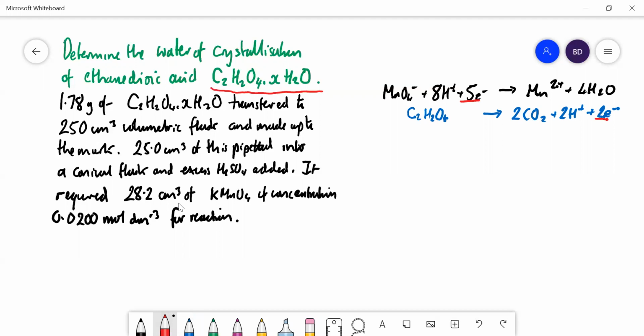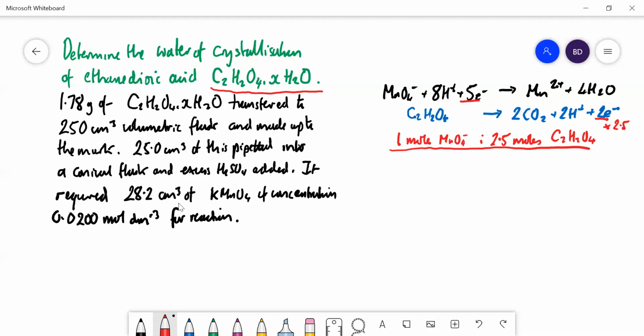So that means the molar ratio, well, we've got to times this one by 2.5, really, haven't we? So the molar ratio would be 1 mole of manganate to 2.5 moles of ethanedioate. So we will remember that for later on.